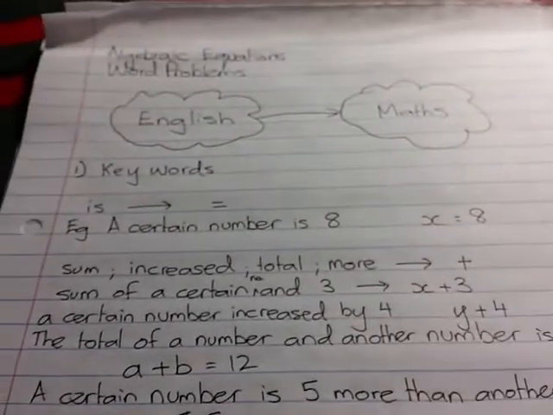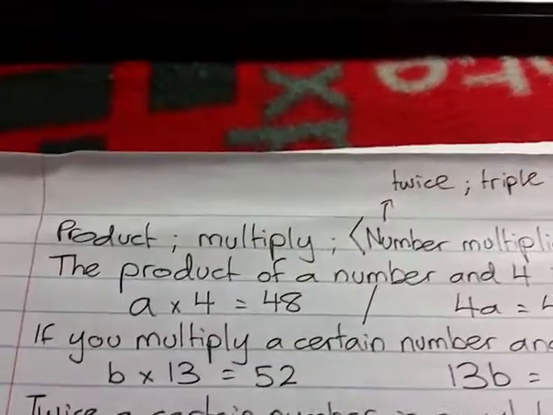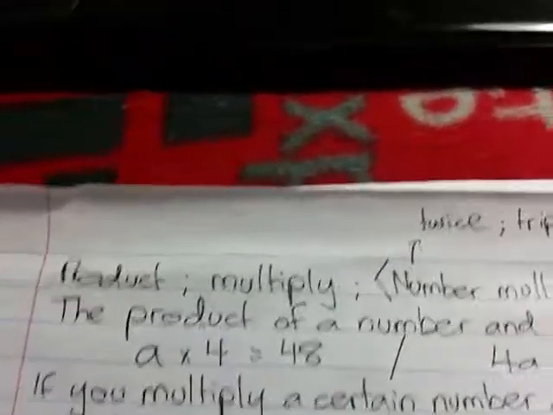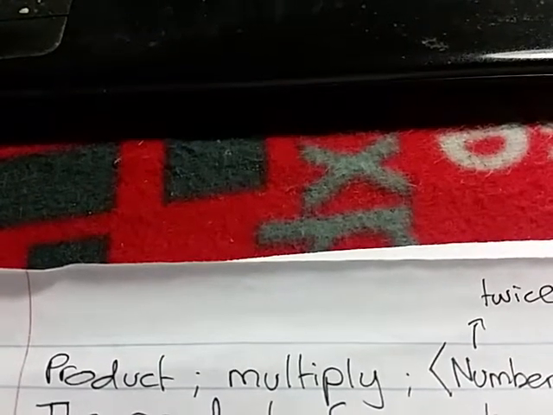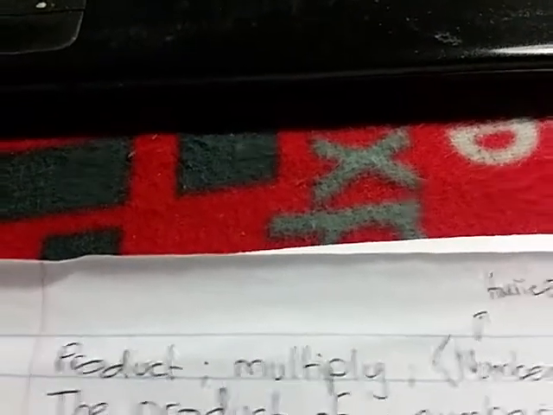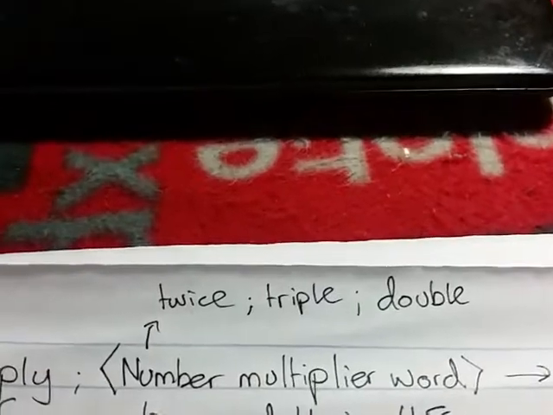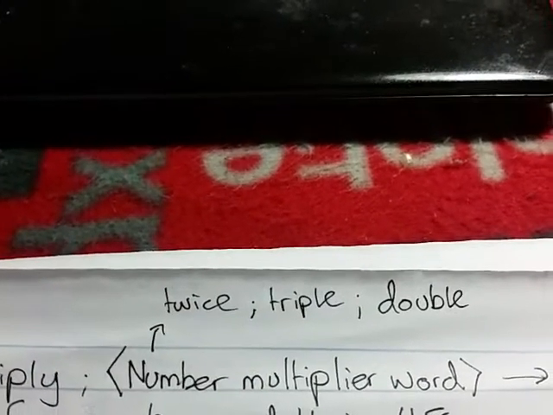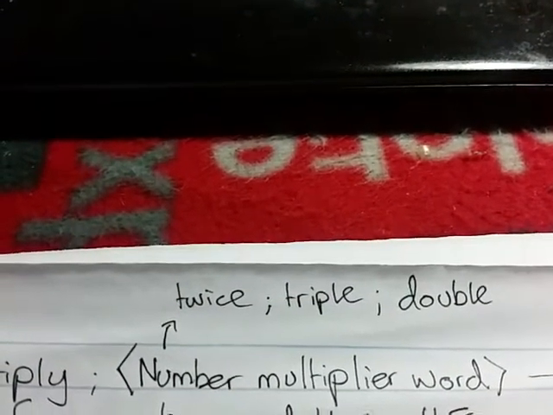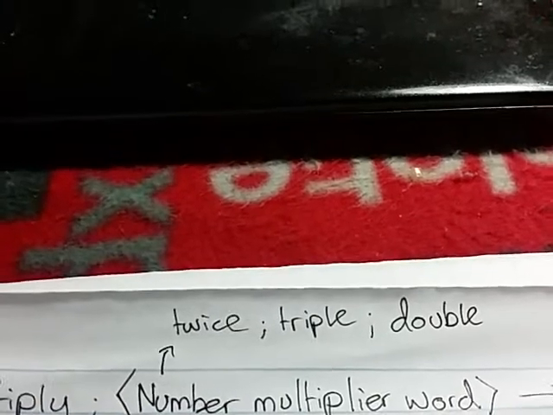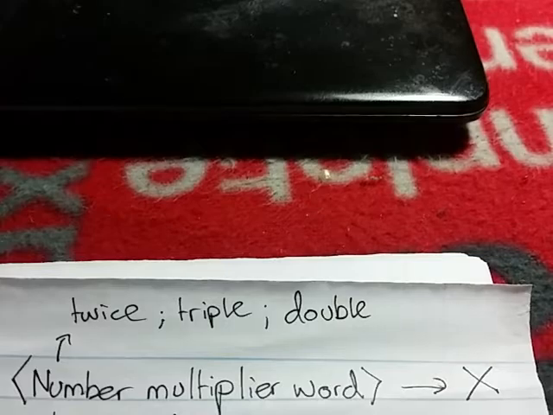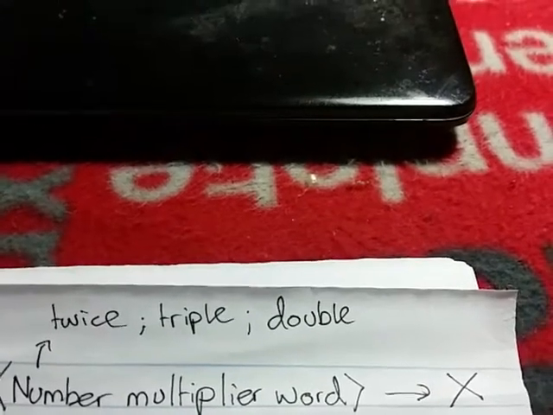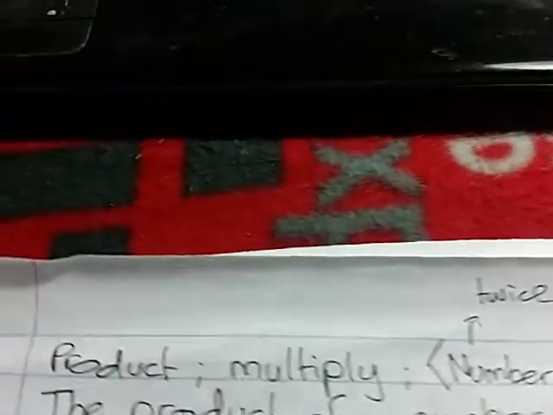Alright. And that's pretty much addition and subtraction. If you see the words product, multiply, and any word that suggests a number multiplier, like twice, triple, double, quadruple, these are all symbols or signs or commands for multiplication.